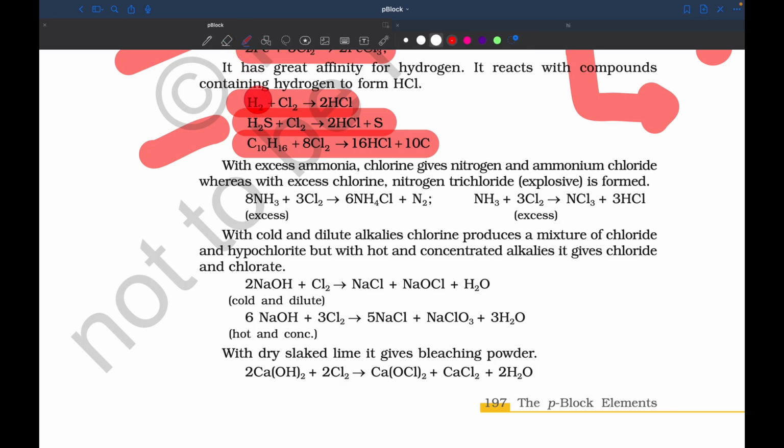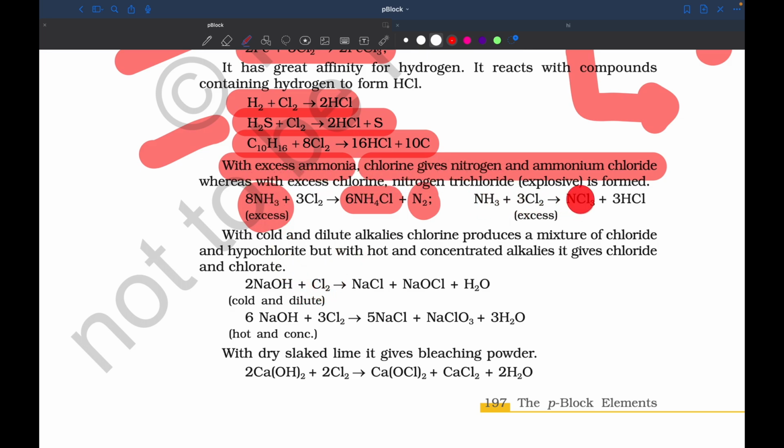We will check this one here. With excess ammonia, chlorine gives you nitrogen and ammonium chloride. Excess ammonia is taken, ammonium chloride plus nitrogen is formed. Whereas with excess chlorine, nitrogen trichloride is formed, which is an explosive. It is used in bomb preparation, it is banned in India, right? Banned in India. You are not supposed to perform this reaction in India because this explosive NCl3 is used in blasting material.